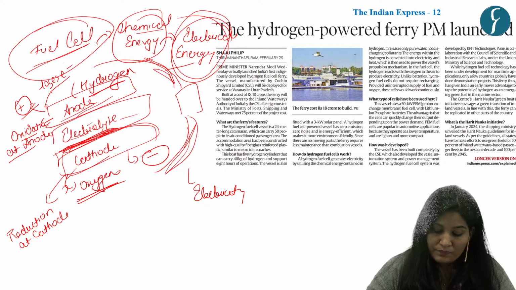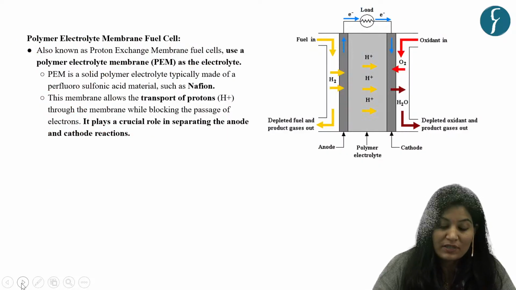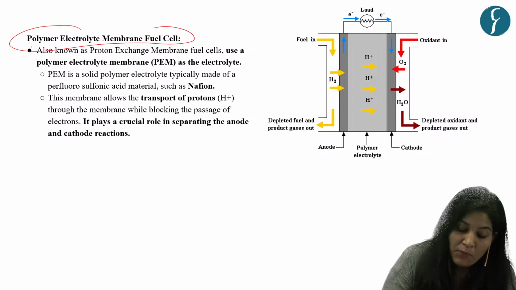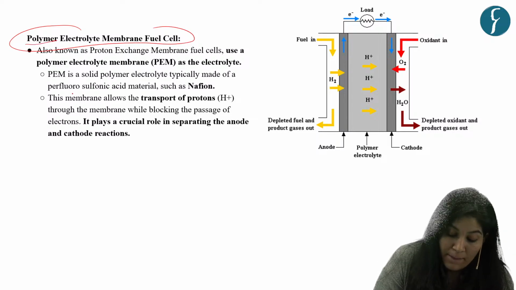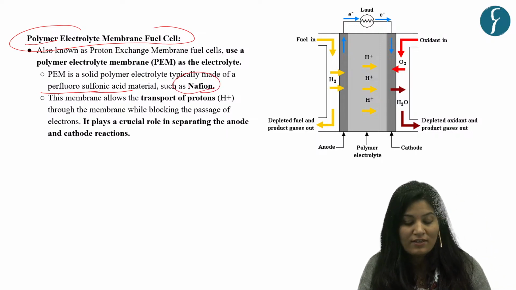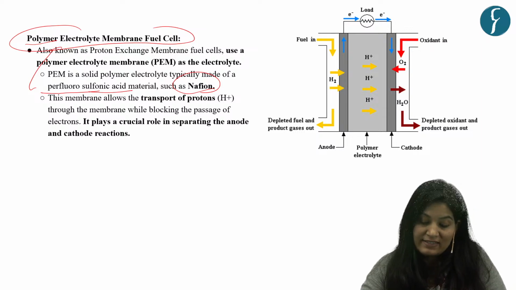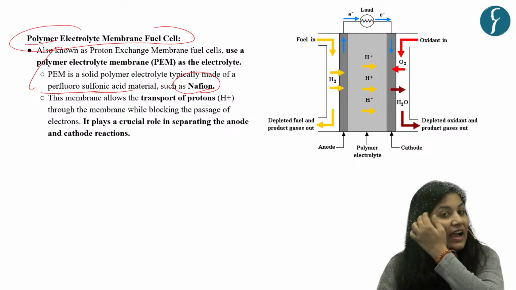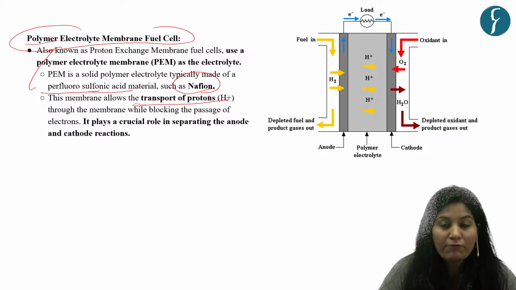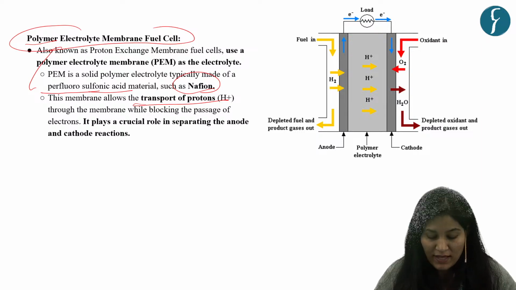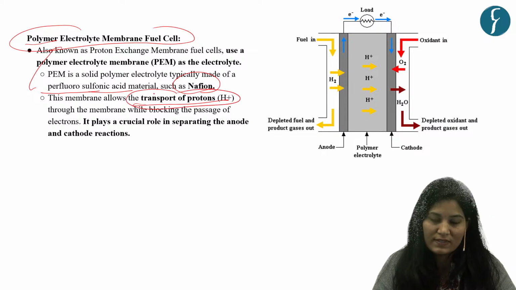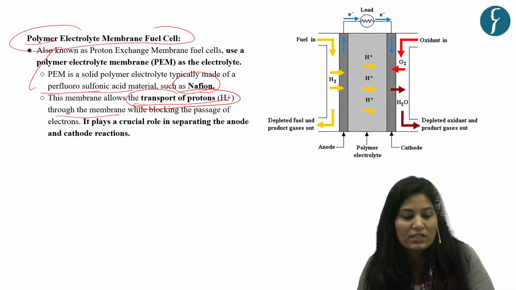Okay. Now, this article talks about the polymer electrolyte membrane fuel cell. So as the name goes, here the electrolyte is a polymer. And this is made up of perfluorosulfonic acid material, also known as Nafion. Okay. So this acts as the electrolyte here. Let's see this image. And the key characteristic of this electrolyte is that it allows transport of protons. So just remember that the key feature of this membrane is that it allows transport of protons through the membrane while blocking the passage of electrons.